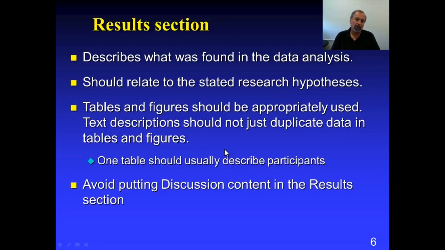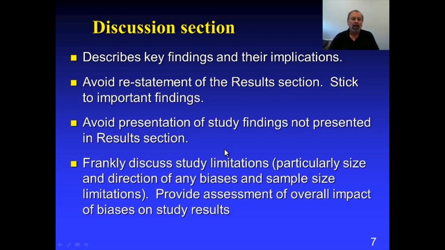And then from the participation rate it would lead on to a basic description of the study population, leading into the more detailed, possibly multivariate analysis that you do. And then that leads into the discussion section, which describes the key findings from the results. Now, you don't want to just restate the results, what you found. You need to stick to the important findings, and then you need to talk about the implications of those findings.